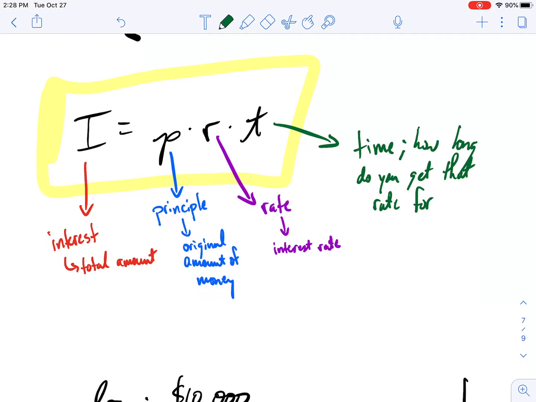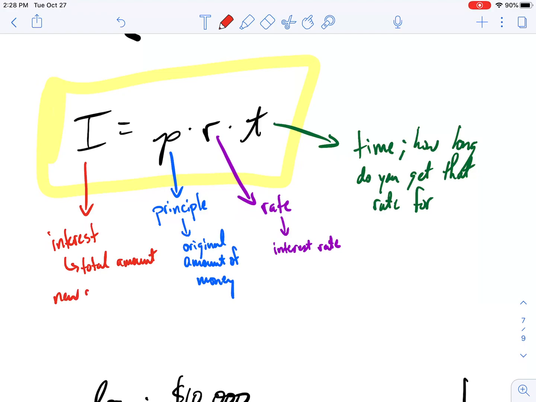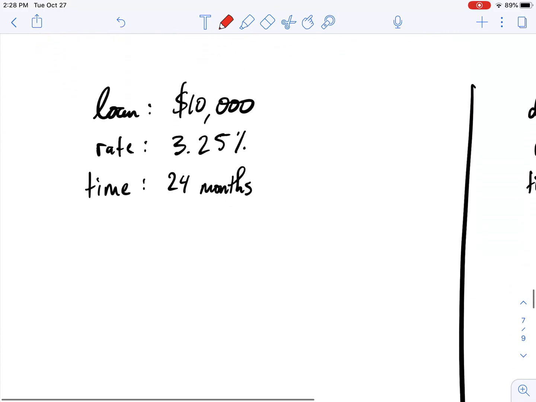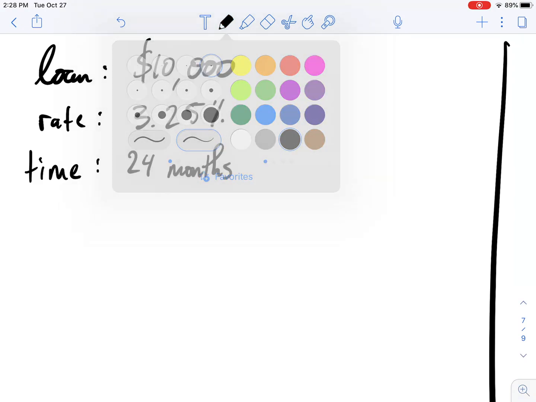So there's I, which is the new amount, the total amount. The P is the principal, and that's the original amount. The R stands for the rate, which is the interest rate. And if it's a loan, that's how much more money you're paying back. And if it's a deposit for a bank account, it's how much more money you get. And then T is for how long. So let's do some examples. I think it'll become a little more clear when we do some examples.